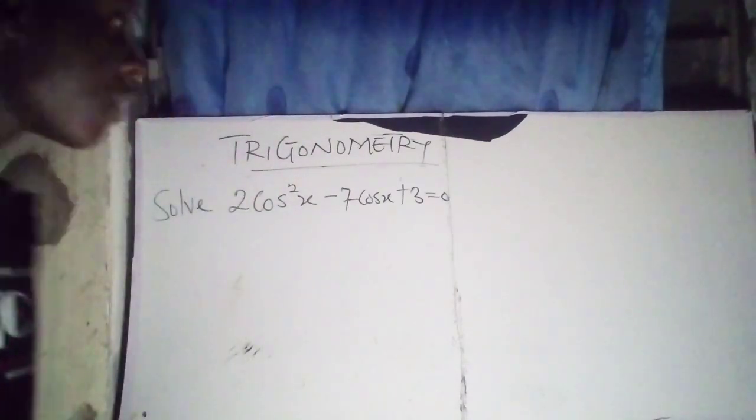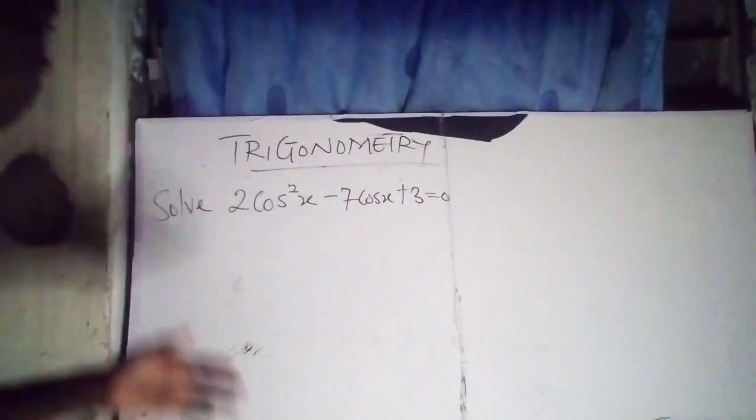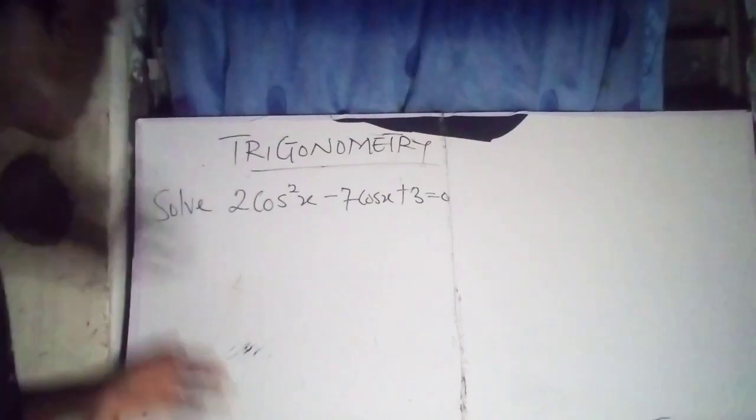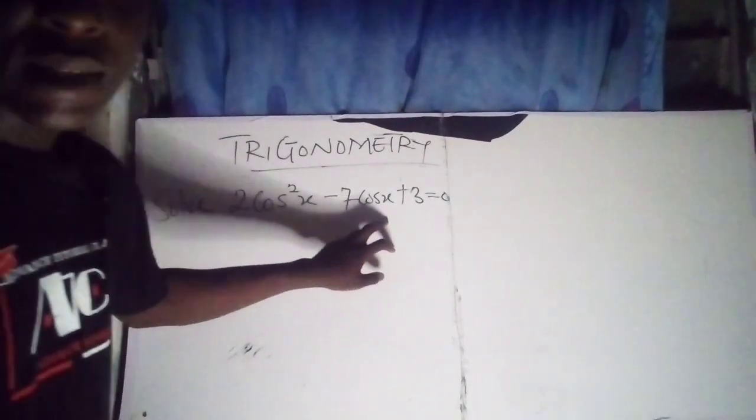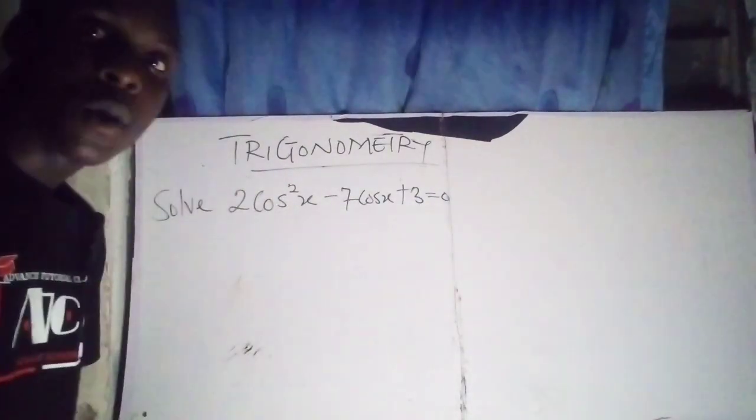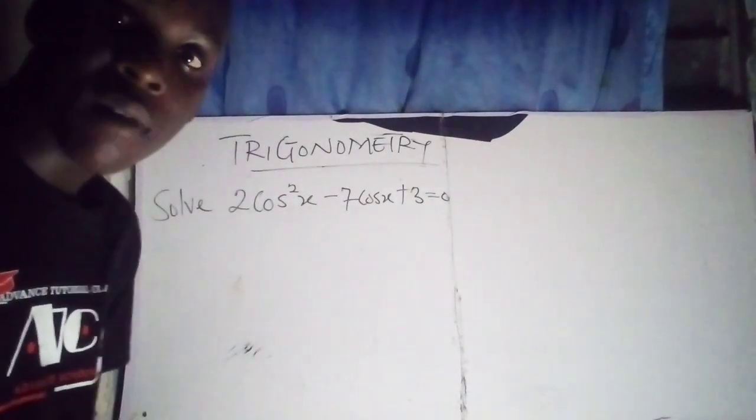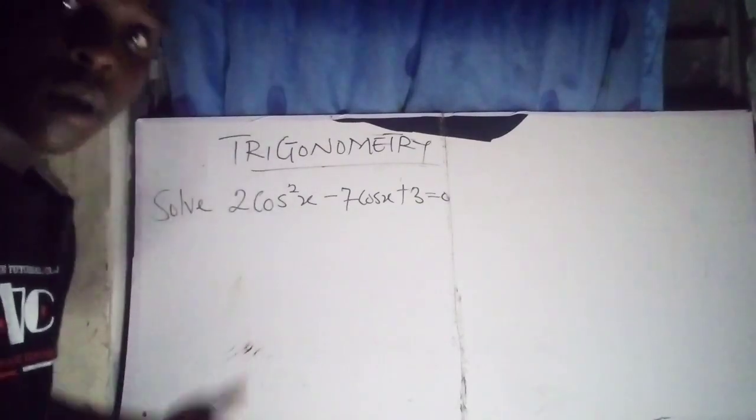So today I have a question on the board which is on trigonometry, and it says solve 2 cos square x minus 7 cos x plus 3. We are asked to look for the value of x in this given problem.